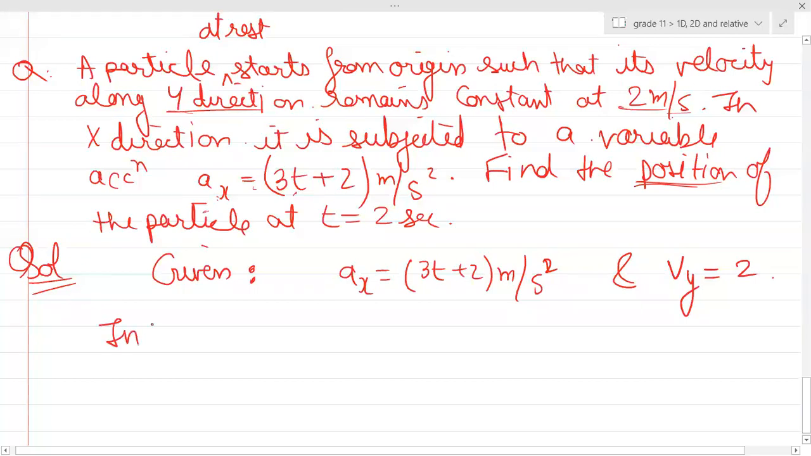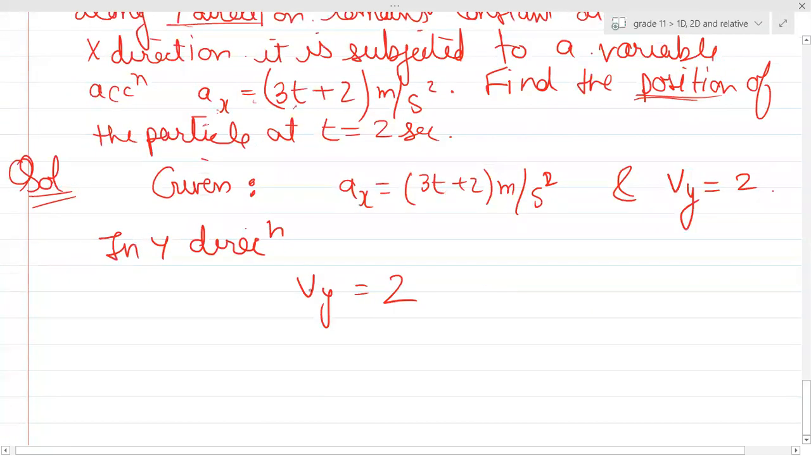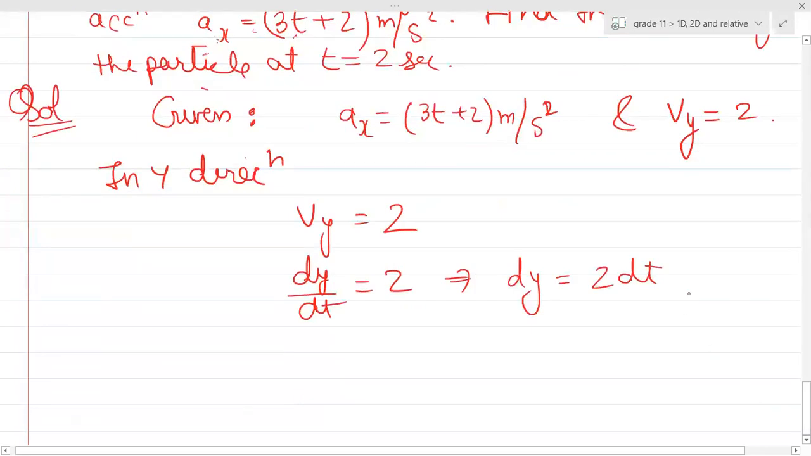First of all, let's say in y direction. In y direction, what is given to you? Vy is basically 2, right? Yes or no? Can I write Vy as dy by dt? Can I write it like this? Guys, do you remember this? We used to do it in 1D motion when we started variable acceleration and all.